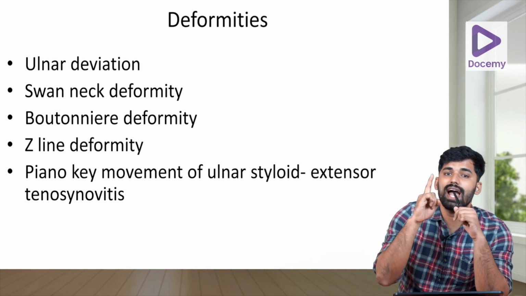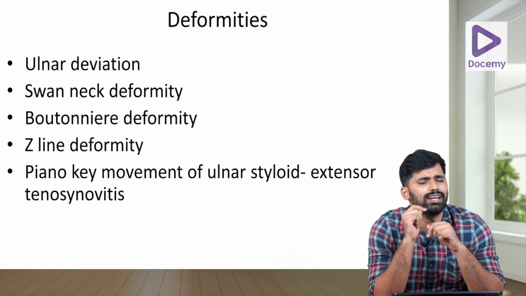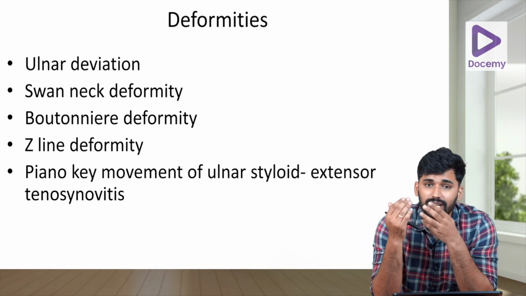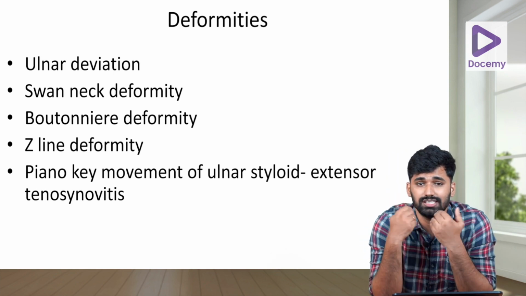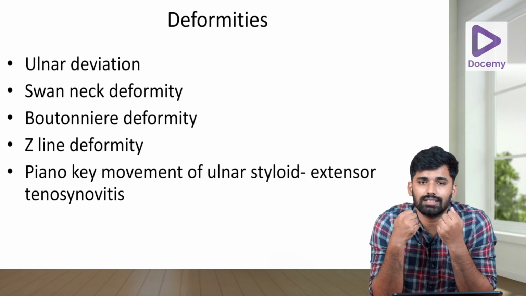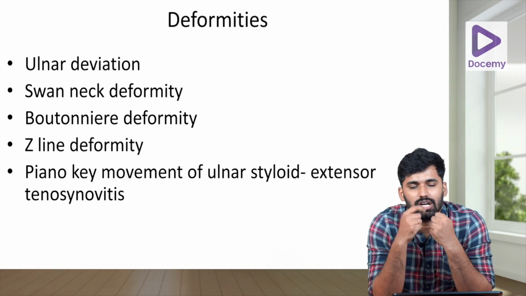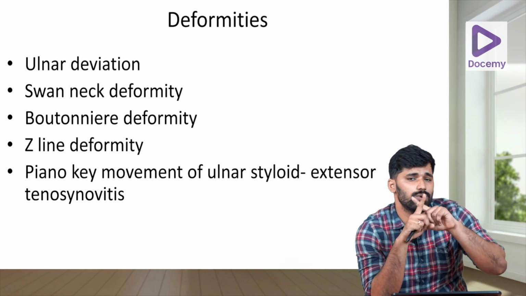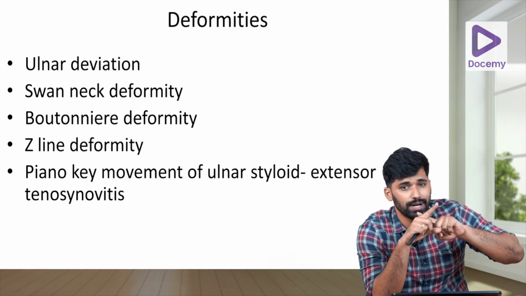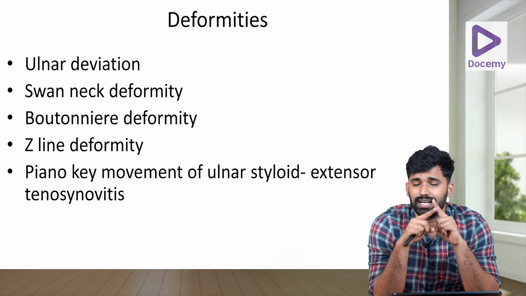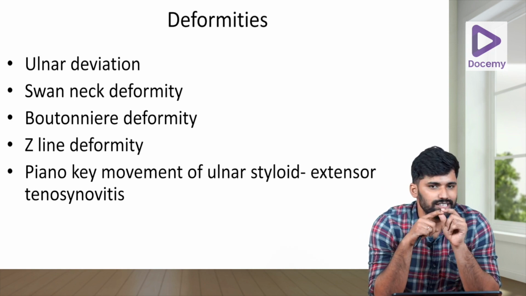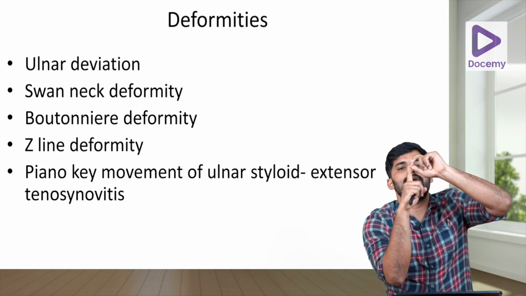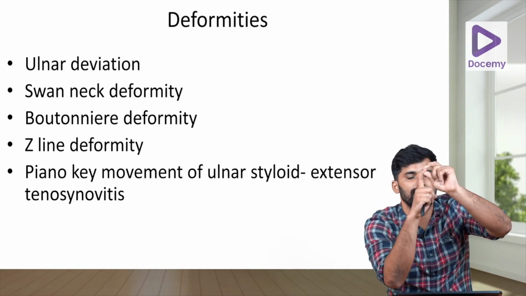Then we have the swan neck deformity. What is the swan neck deformity? All these deformities occur in erosive disease, destructive arthritis, erosive disease causing different deformities. What is swan neck deformity? Hyperextension of the proximal interphalangeal joint and flexion of the distal interphalangeal joint causes a swan neck. This is called a swan neck.